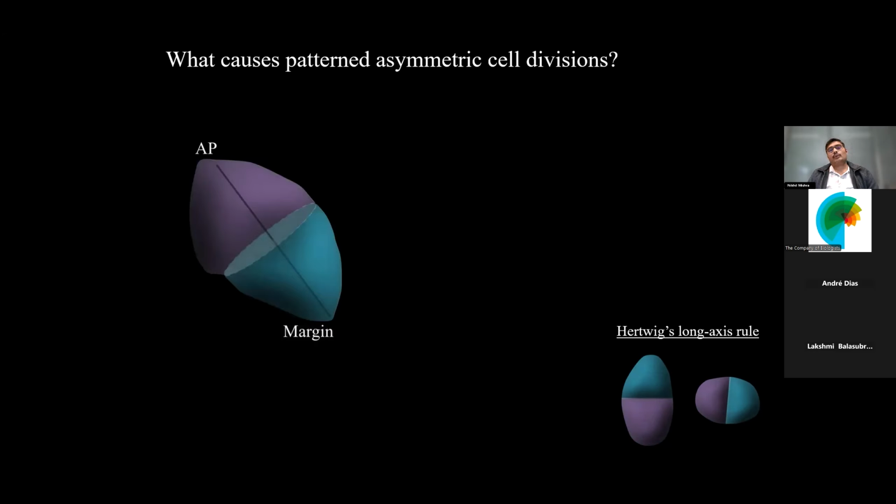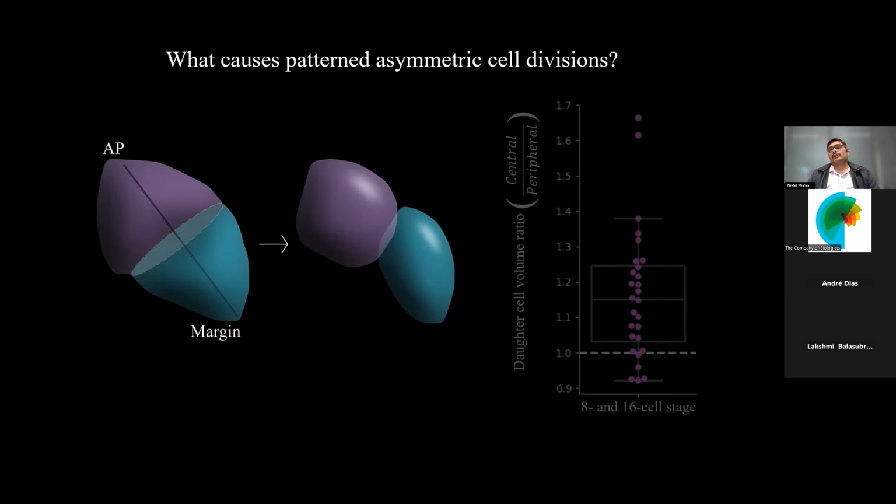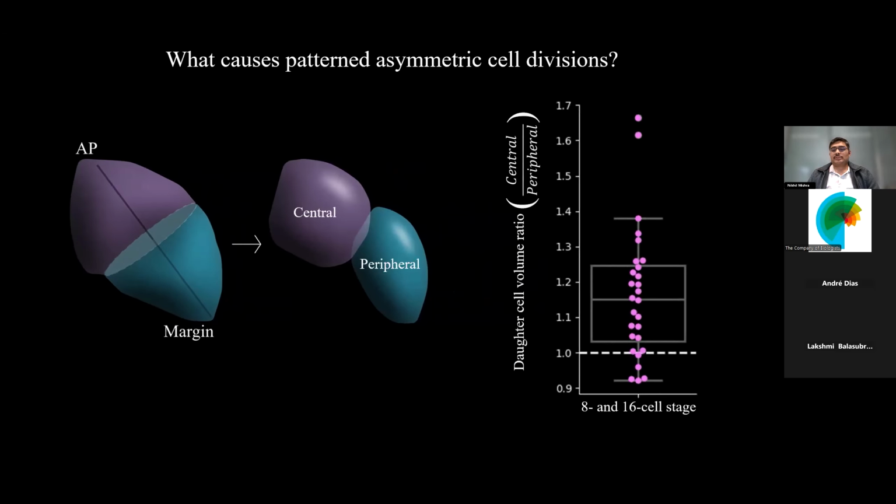To that end, we identified the longest axis of segmented cells and then bisected this axis to obtain, both theoretically and through measurements, the sizes of the daughter cells. And both in theory and experiments, we see that this assumption alone is sufficient to give rise to a larger central daughter as compared to the peripheral daughter cells. This means that asymmetric cell divisions are consistently biased toward producing a larger central daughter.